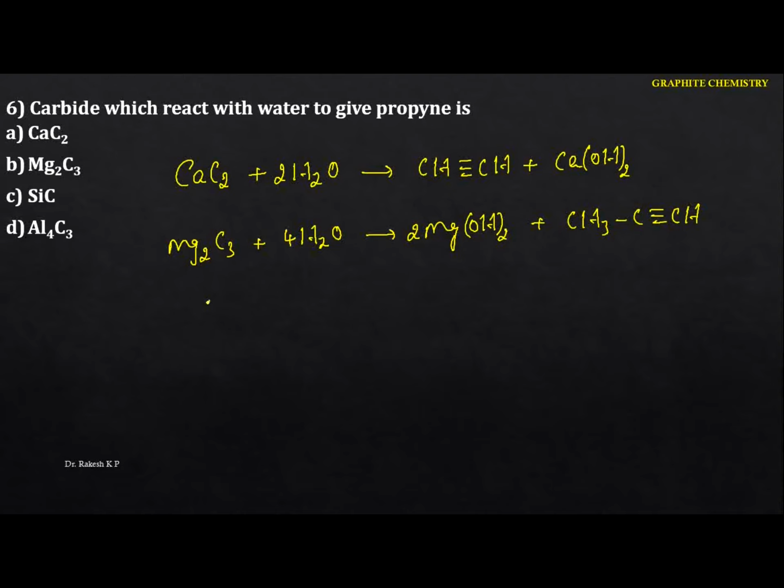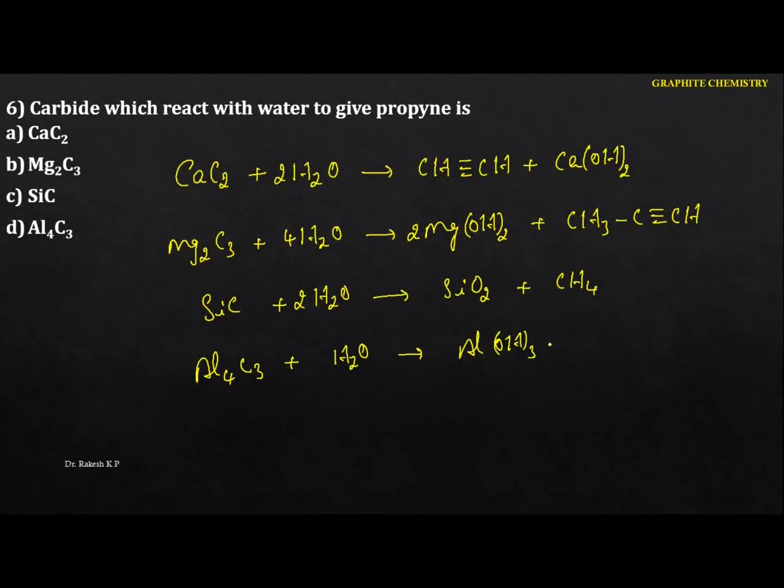So what happens if silicon carbide reacts with water? Whenever silicon carbide reacts with water, one thing we are going to get is silicon dioxide, and the next thing is methane. Similarly, if you take aluminium carbide, that is Al4C3, whenever it reacts with water, we get the respective hydroxide, that is aluminium hydroxide, and the next thing is the alkane, that is methane. Here we have to get the 12, and here we need the 4. Now you just identify.